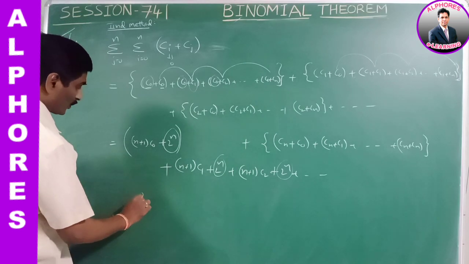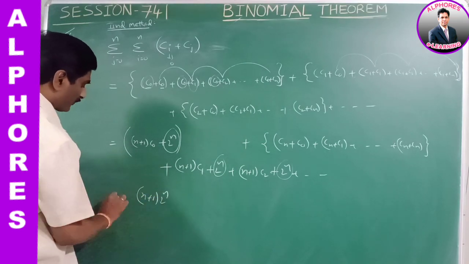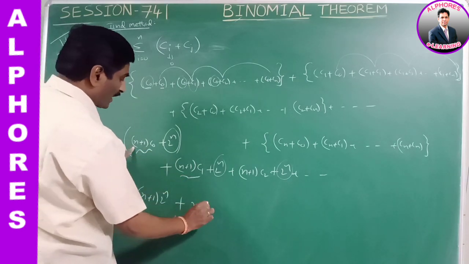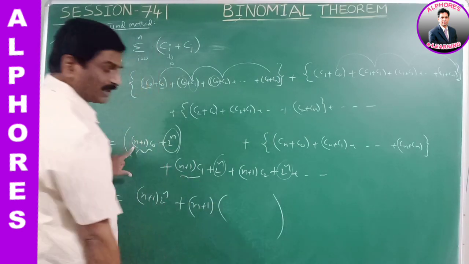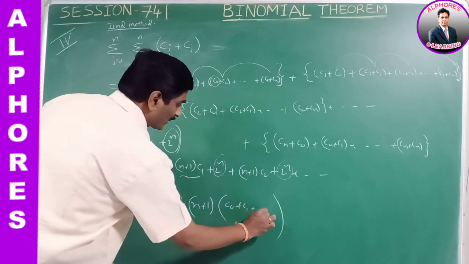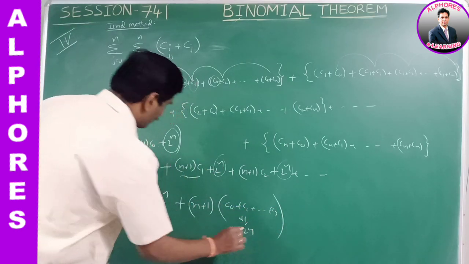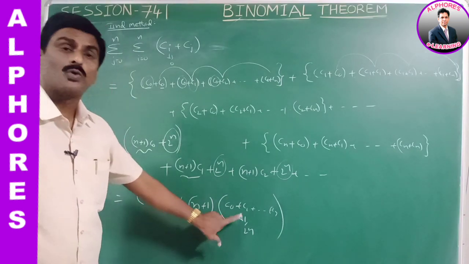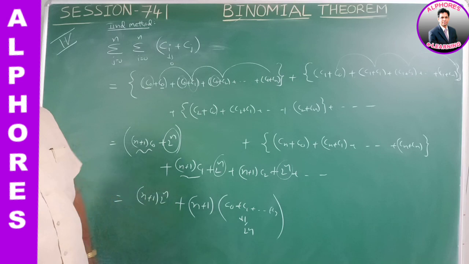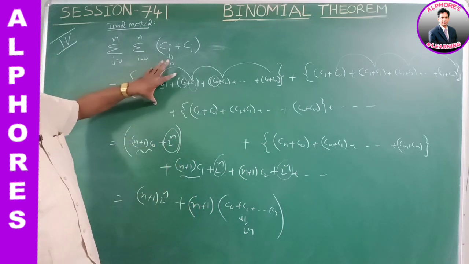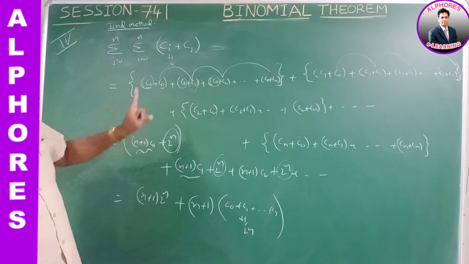That means (n+1) into 2^n, plus here (n+1) C0, (n+1) C0. What is the common term? n+1 is the common term. That means C0 plus C1 plus so on, Cn. Here this value is 2^n. Please observe this value: (n+1) 2^n plus (n+1) 2^n, that is 2 into (n+1) into 2^n. That means (n+1) into 2^(n+1). Both are the same. In this way also we can solve the problem. Okay, please note this value.